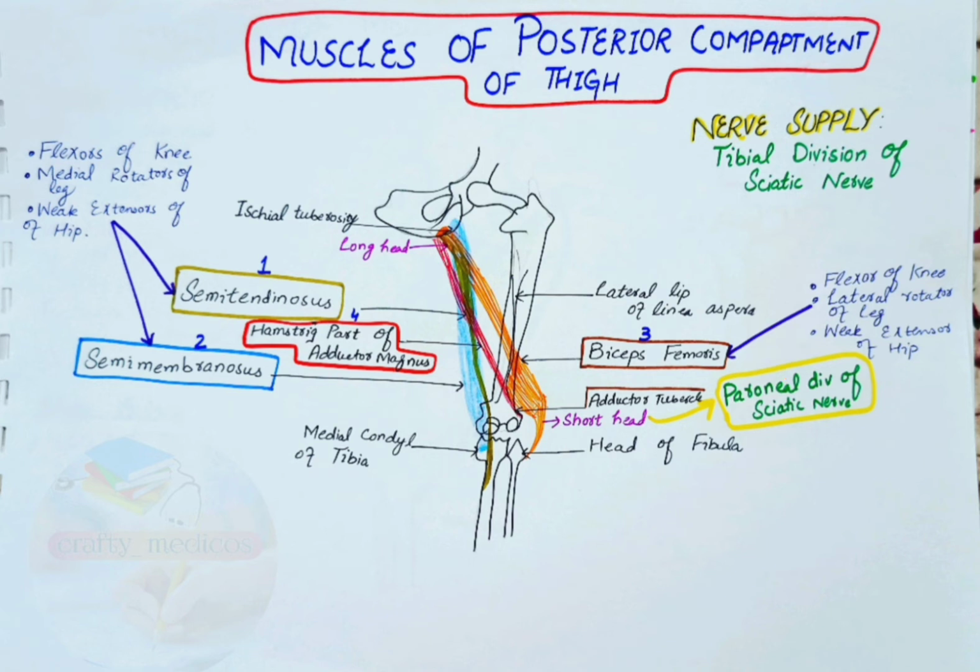The semimembranosus and semitendinosus have common functions: they are flexors of the knee, medial rotators of the leg, and weak extensors of the hip. Now looking at the action of biceps femoris, it is a chief flexor of the knee, lateral rotator of the leg, and weak extensor of the hip. Now let's discuss the action of the last muscle: the hamstring part of adductor magnus helps in the extension of the hip and flexion of the knee. So this was all about the muscles of the posterior compartment of the thigh.